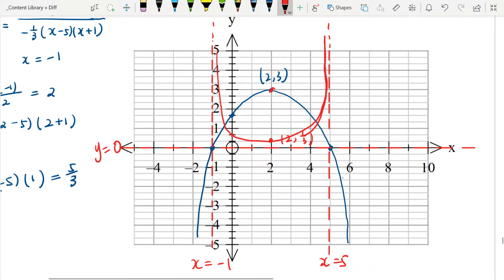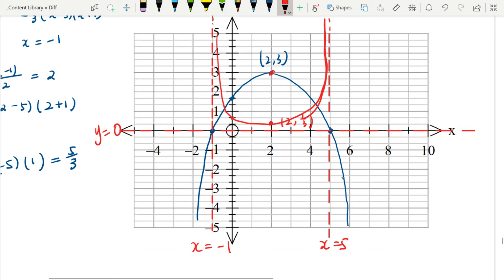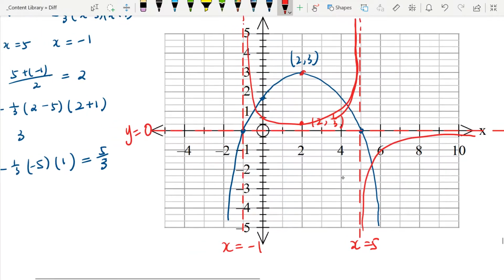And how about the other two sides? This part is a decreasing function, so it will become an increasing function like that. And this part is increasing, so it becomes decreasing. And also because the asymptotes are there, you need to get the graph approaching the asymptotes. So the red one will look like that.